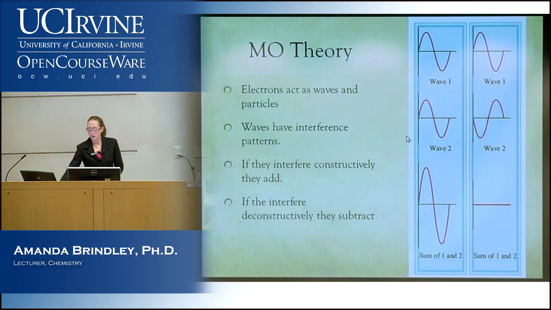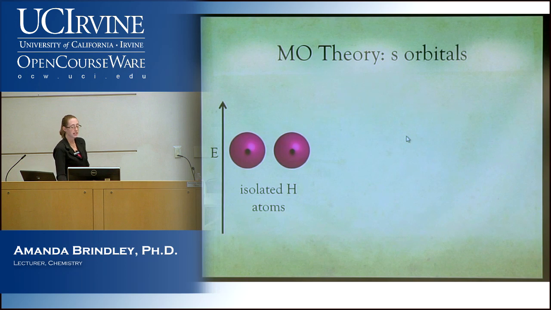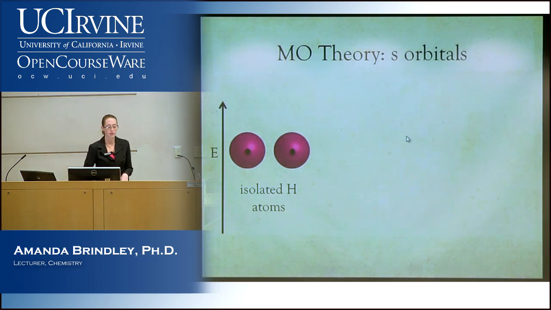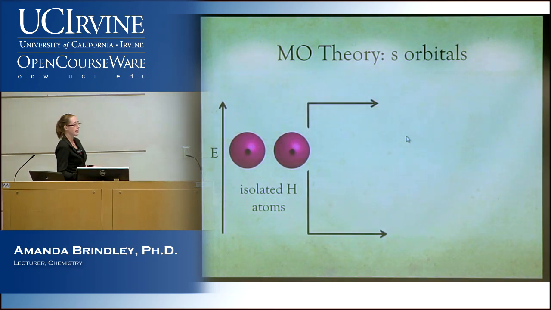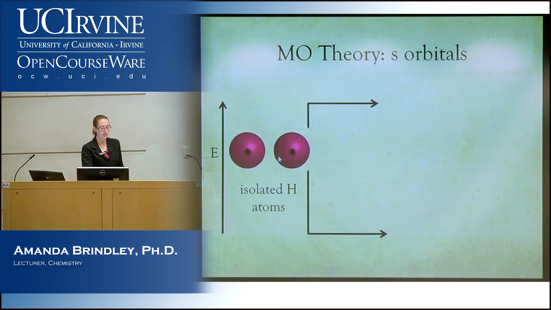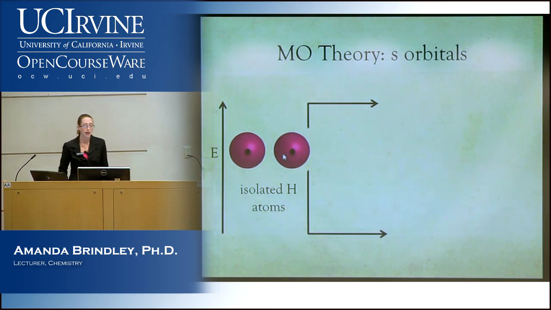Okay. So now when we apply this to orbitals, let's say we have 2 hydrogen atoms. So we're starting simple. What sort of orbitals do I have drawn here then? Just s orbitals. Now we can combine these. This would be 1 hydrogen atom, this would be your other hydrogen atom.